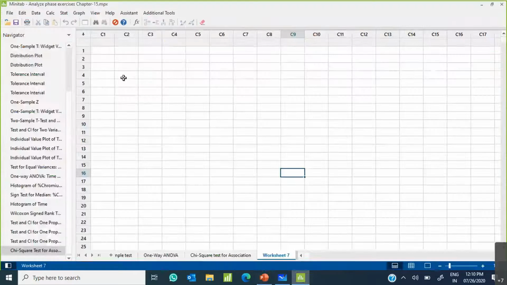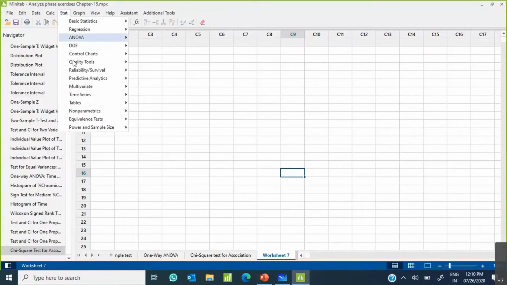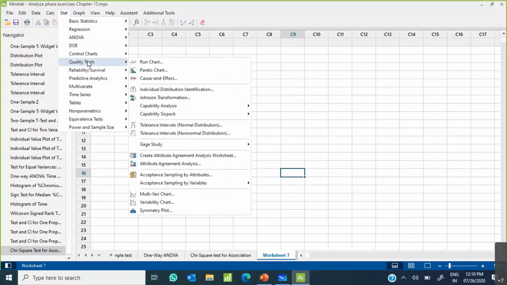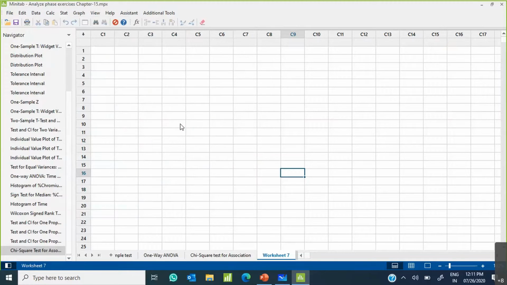So now we are going to calculate the natural tolerances. How to do that? There is an option for natural tolerances: go to Stat, Quality Tools, and then Tolerance Intervals. If you are calculating tolerance intervals for a non-normal distribution, you just go for the option below, so there is only a change in the selection of the formula. For example, we have a normal distribution, so we go for the tolerance intervals for normal distribution.